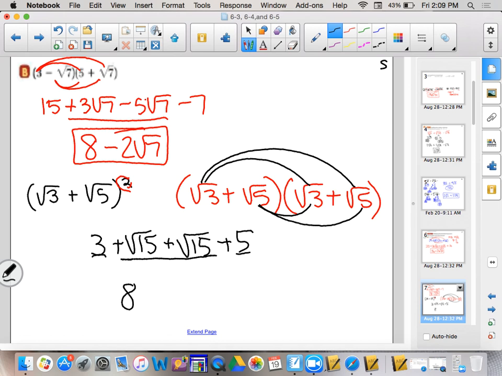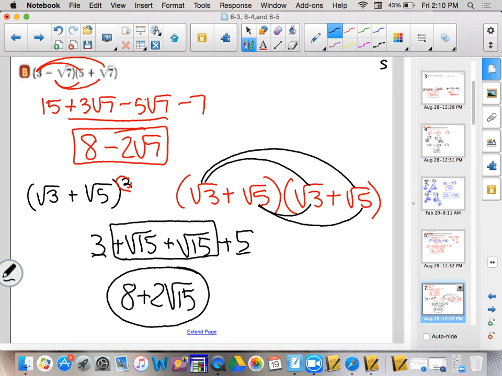And now I have this right here. Square root of 15 plus the square root of 15. How many square roots of 15s do I have? 2. That would be my answer.